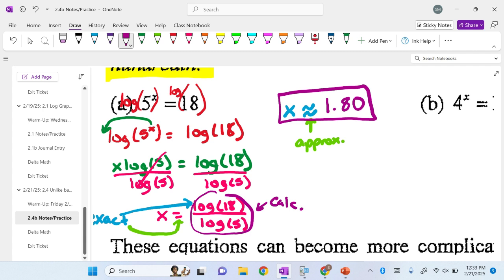So again, it depends on what I ask for. If I ask you to give the exact answer, and if you put that in your calculator and it does give you a pretty number, just leave it like this if I ask for the exact. But more often than not, I'll ask you for the approximate, and this is what I want. But more often than not, you're going to have the exact answer somewhere in your work anyway. Any questions on that?